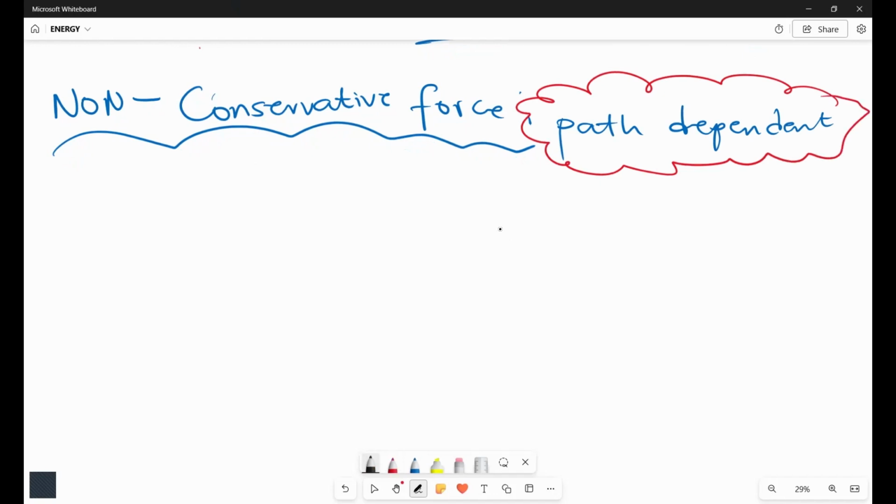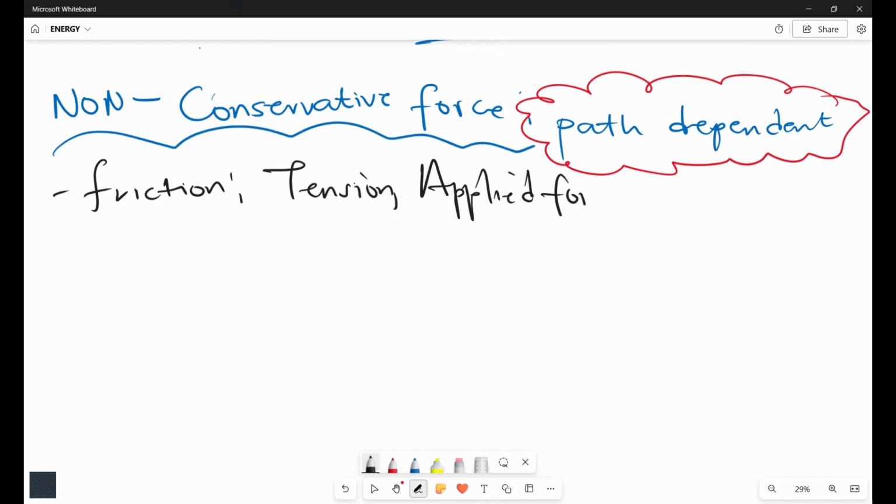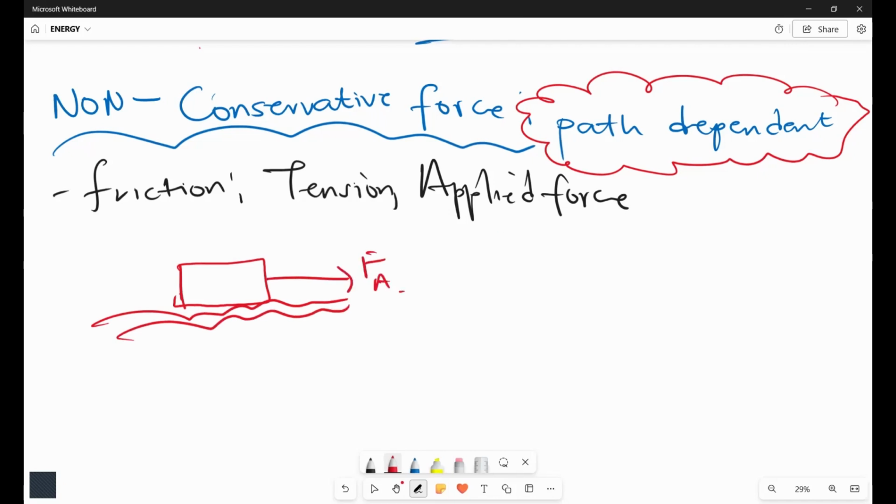Examples of this, we have friction, tension, applied force. Okay. Now let's check a scenario to prove this. This is rough. Applied force is placed towards the right. This is my mass.